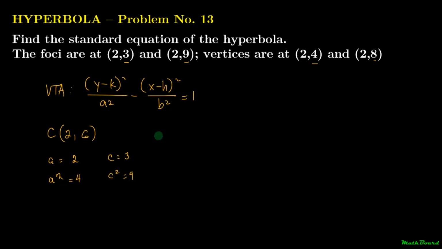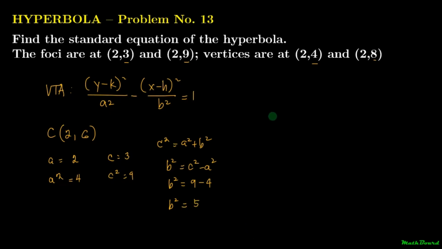Ngayon, alam natin ang formula ay c squared equals a squared plus b squared pagdating sa hyperbola. So, ang nawawala ay b squared. Therefore, we have c squared minus a squared. Ngayon, substitute nyo lang. Ang c squared ay 9. A squared is 4. Therefore, 9 minus 4, 5.